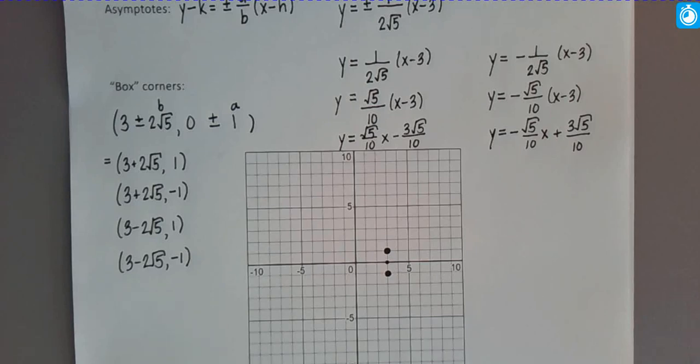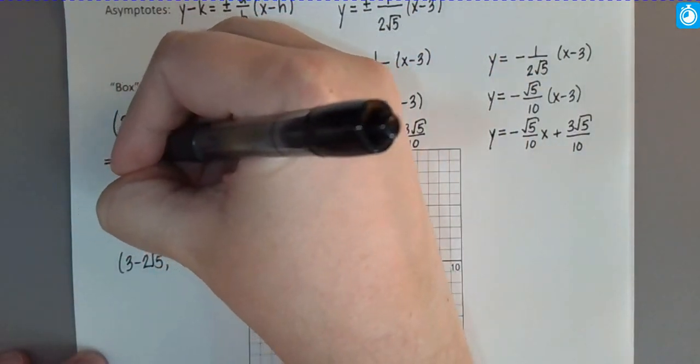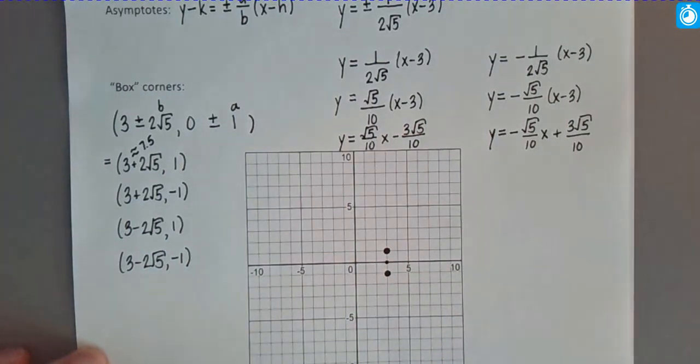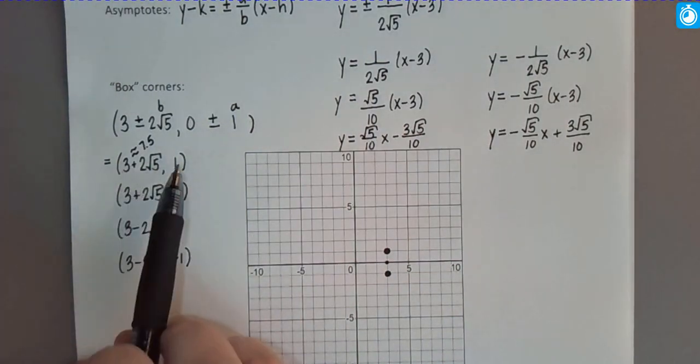So 3 plus 2 times the square root of 5. So let's check that. I'm checking it in my calculator as well. So 2 times the square root of 5. Okay, that's about 4.47. And then we are adding 3 onto that. And that gives you about 7.5. So that first x coordinate is about 7.5. Okay, so that means one of our box corners is at about 7.5 and 1.